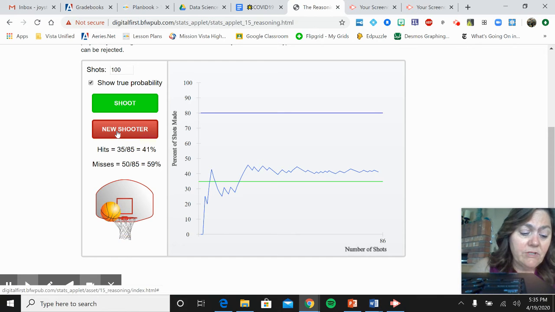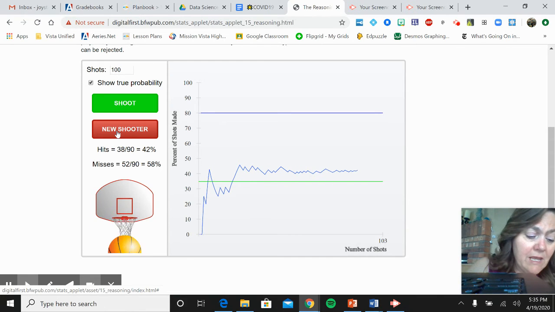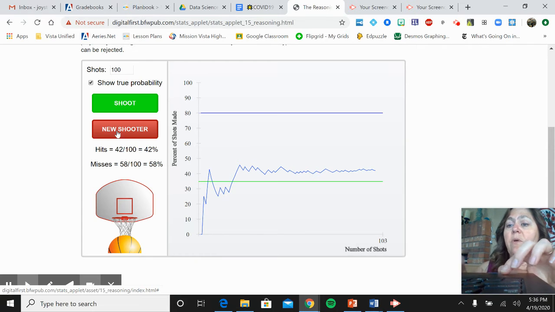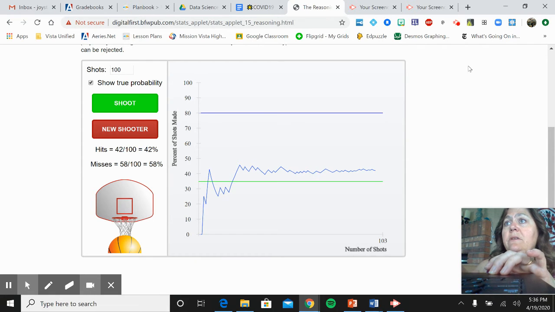Your worksheet asks you to try a couple of shooters and then answer: what do you think of their claim that each player hits 80%? And what is this evidence doing to make you think maybe they're not right, or they are right? So pause here and go play that applet just a little bit.